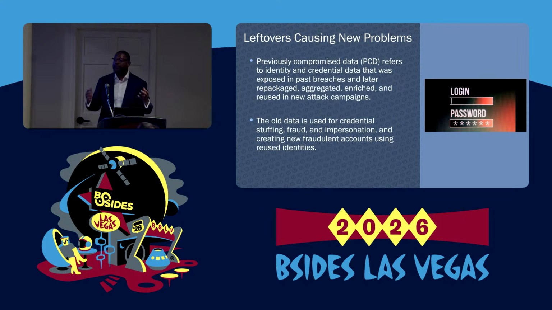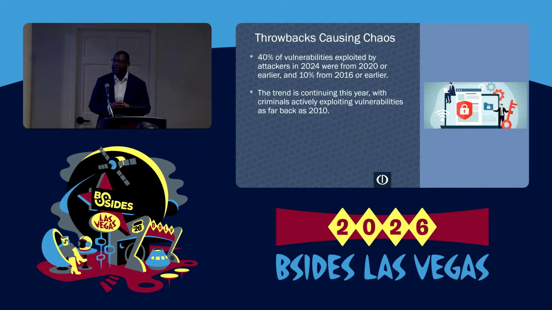Now we also have leftovers, which were one of the primary drivers, and we'll talk about that in the next section in more detail. And then we have what I like to call throwbacks. 40% of vulnerabilities exploited by attackers in 2024 were from 2020 or earlier, and 10% were from 2016 or earlier. This is a trend where criminals are using old vulnerabilities that have a patch, but people simply haven't applied the patch, and they're using that to access our information.